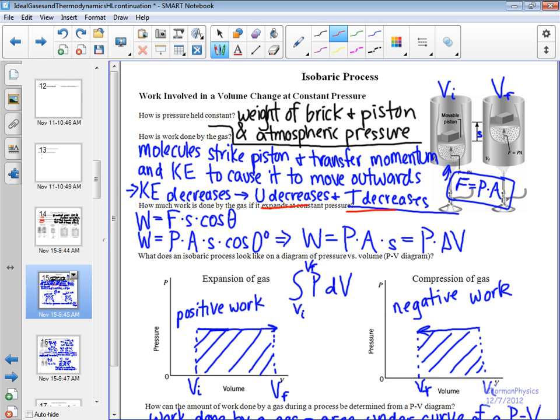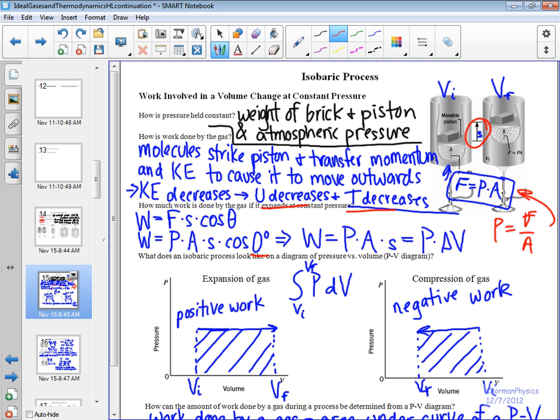So how much work are we doing here? Well, since we're going to be applying a force to this piston and moving it up a distance s, that's the displacement of the piston. That's the work that we do: force times displacement times cosine of the angle between the two. Here we'll assume that the angle is going to be 0. And I showed you before, remember, pressure is just equal to force divided by area. So the force we're applying is just pressure times the area.